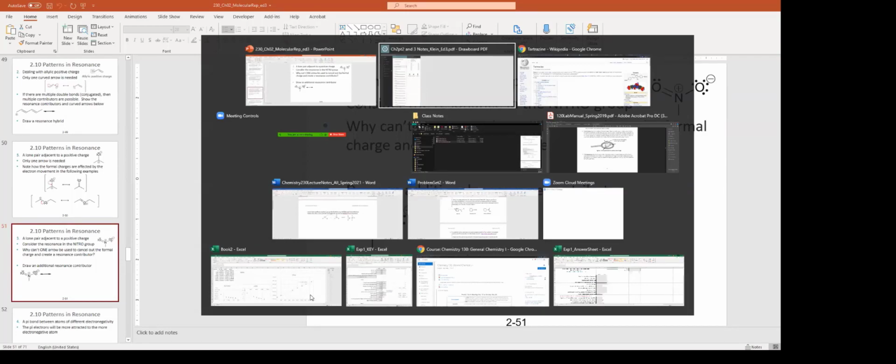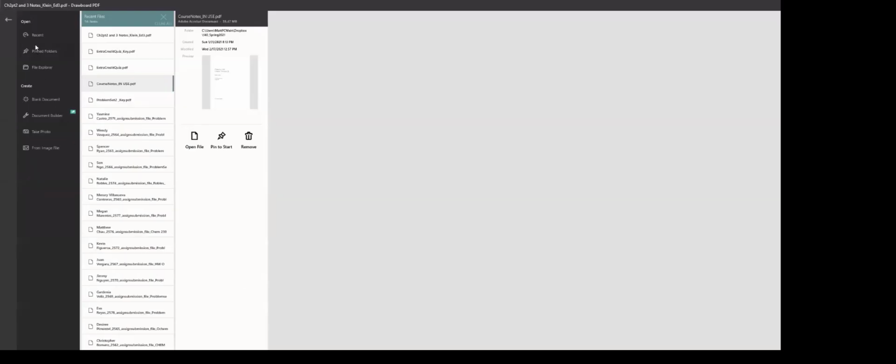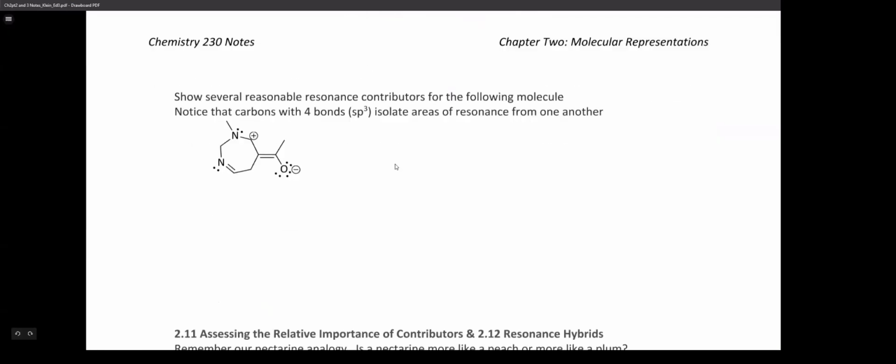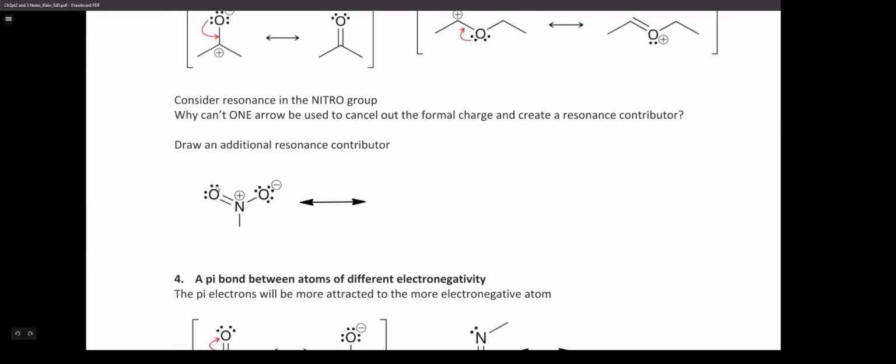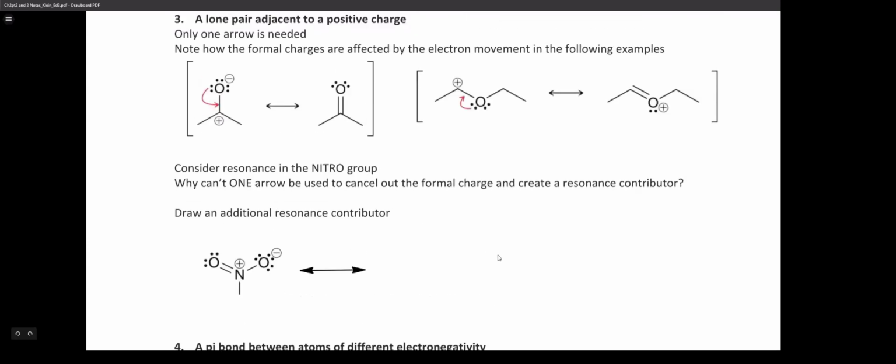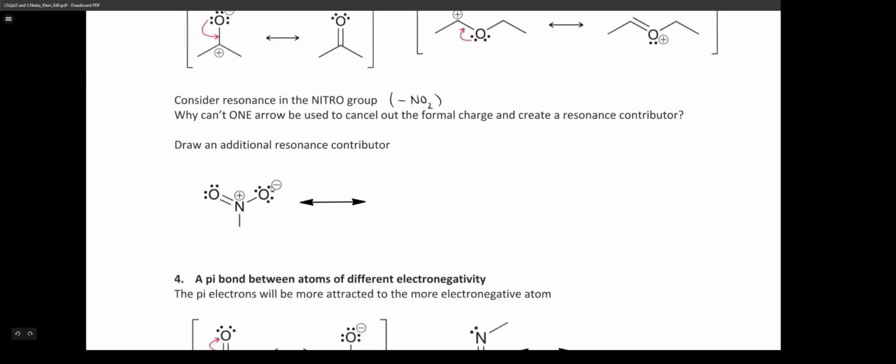Nitro groups are particularly common when we're dealing with functional groups here, or when we're dealing with resonance. I don't want to call a nitro group a functional group per se. It wasn't on the list. Okay. But nitro groups, usually abbreviated NO2, will generally have a positive and a negative adjacent to each other, like this. Very, very common functional group.